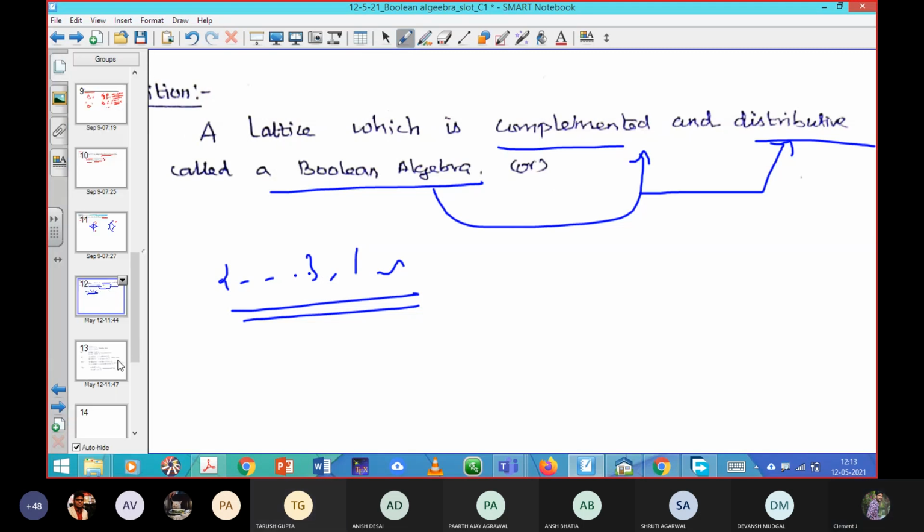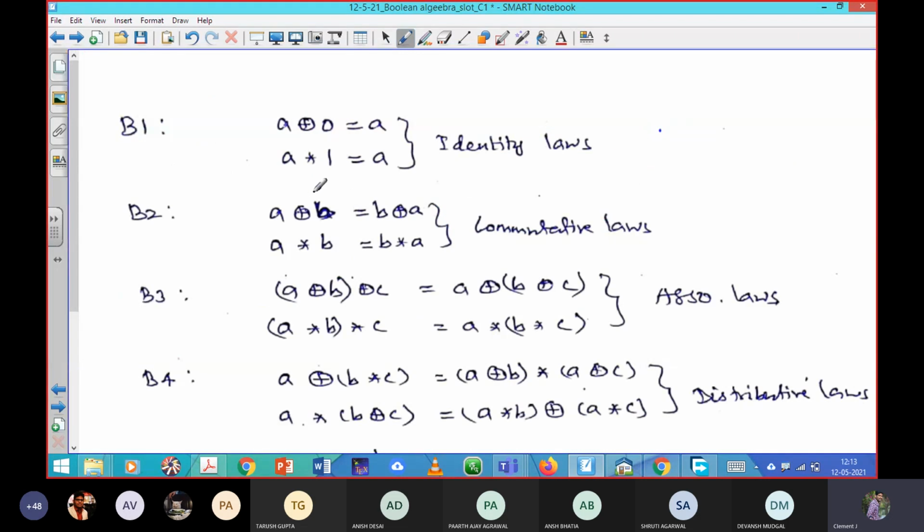Yes, sir. Okay, fine. So next, these are the laws you have already discussed, so you can just recall them. Identity laws: usually a plus 0 will be... what do 0 and 1 represent here? Can you remember that? The lowest and the GLB, topmost, LUB. Very good.